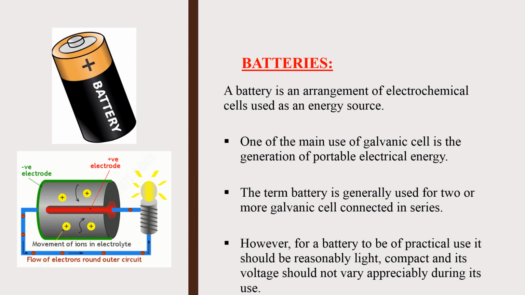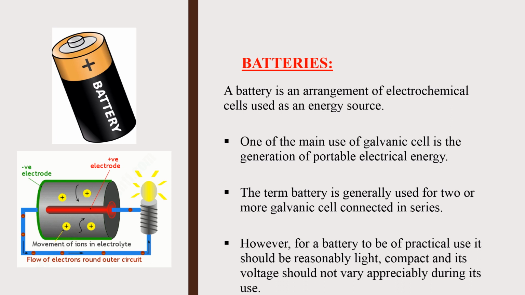Batteries. A battery is an arrangement of electrochemical cells used as an energy source. One of the main uses of galvanic cells is the generation of portable electrical energy. The term battery is generally used for two or more galvanic cells when they are connected in series. However, for a battery to be of practical use, it should be reasonably light, compact, and its voltage should not vary appreciably during its use.